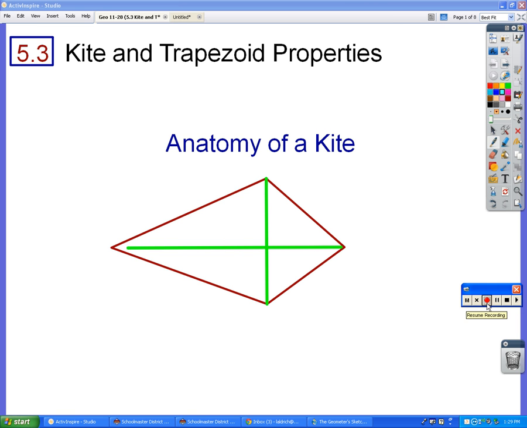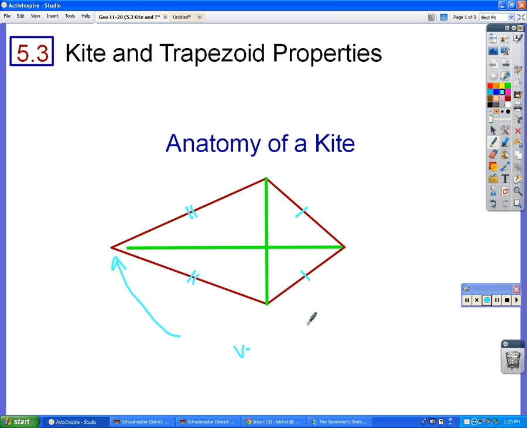First thing, like I said, we're going to talk a little bit about some vocabulary associated with kites, and there's not too much that you have to worry about. Remember that the definition of a kite is that those two sides are congruent to each other, and these two sides are congruent to each other. So we have congruent consecutive sides, okay?